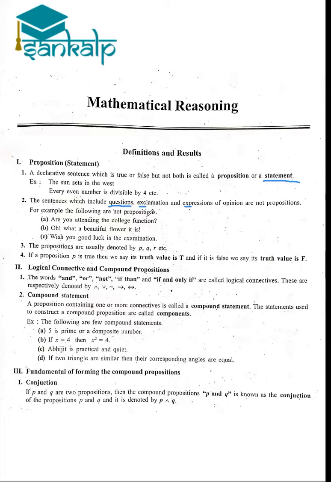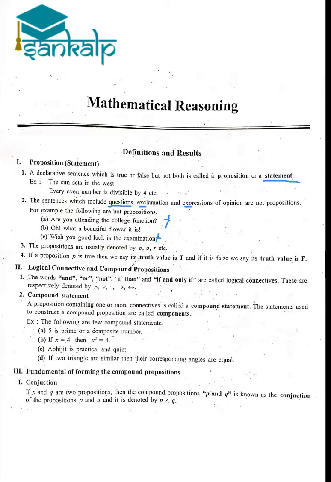Are you attending the college function? There is a question mark, so this is not a statement. Oh, what a beautiful flower it is. Again, it is not a statement. Wish you good luck in the examination. Again, it is not a statement. The propositions are usually denoted by small letters p, q, r, etc. If a proposition p is true, then we say its truth value is T. And if it is false, then we say its truth value is F.